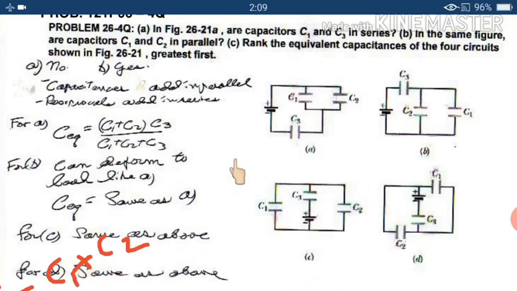So again you will get the same equivalent capacitance, which will be equal to (C1 plus C2) into C3 upon C1 plus C2 plus C3. It means all the equivalent capacitances of all these four circuit diagrams are equal. So I think this question is clear.